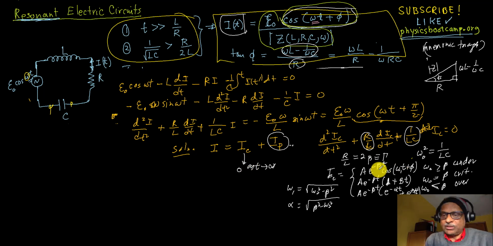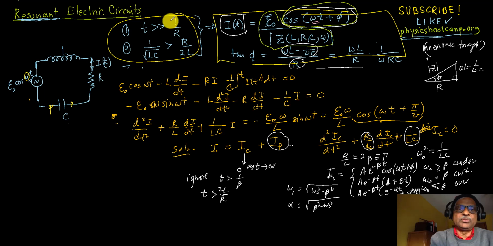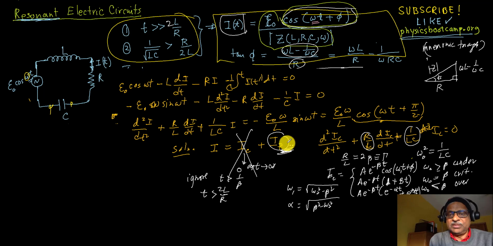In particular, when t is greater than 1 over beta, let's look at what 1 over beta is. Beta is R over 2L. So when t is greater than 2L over R, I should have written down here 2L over R. When it's much bigger than that, we can just ignore this transient part. So we just need to get the particular solution, which is a solution of that equation.